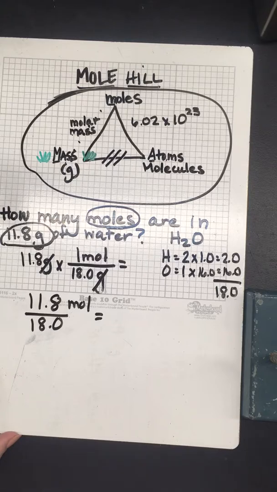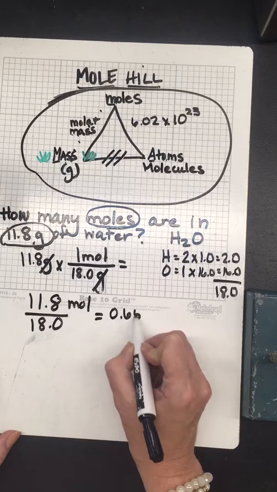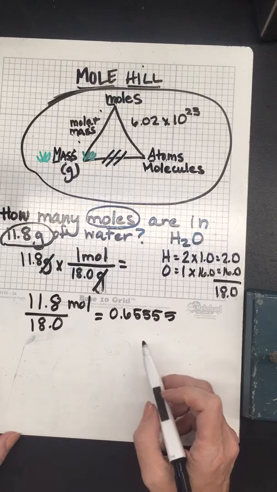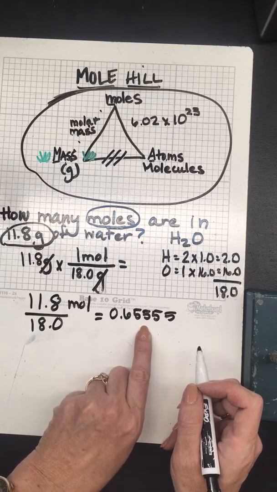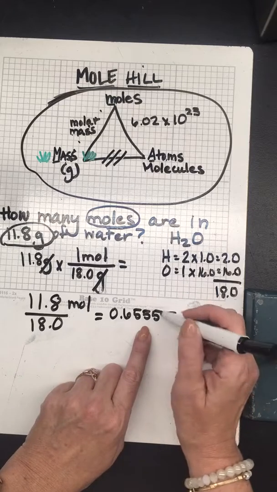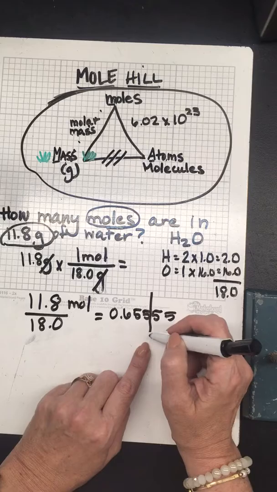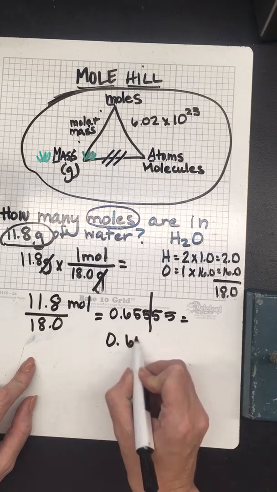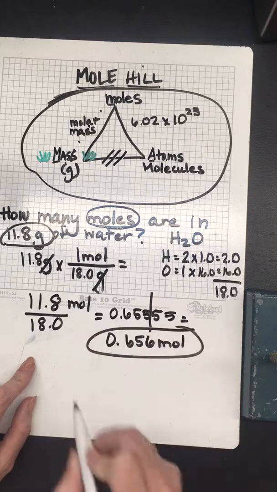So 11.8 divided by 18.0, and we end up with 0.6555, and so on and so forth. But our question has 3 significant figures, so we have to round our answer to 3 significant figures. Here's our cutoff point here. This 5 makes this 5 go up to a 6, so 0.656 moles. And that's how you use molehill.